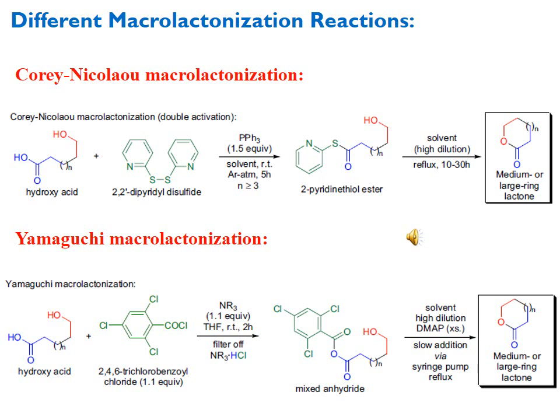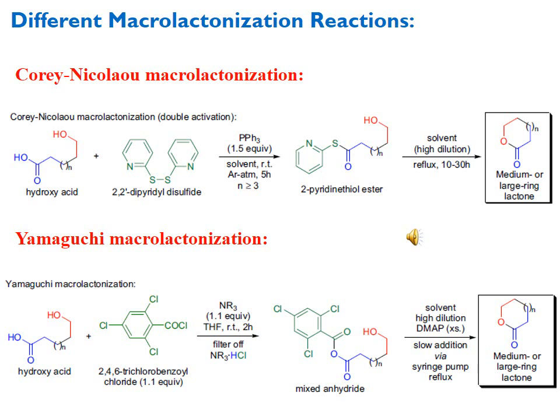The second related macrolactonization reaction is the Yamaguchi macrolactonization reaction. This reaction also uses hydroxy carboxylic acid, but it uses the other reagent 2,4,6-trichlorobenzoyl chloride in 1.1 equivalents, and the base used for this is trialkylamine, generally triethylamine, which is added 1.1 equivalents. THF, tetrahydrofuran, is the solvent, room temperature is required, and 2-hour stirring.